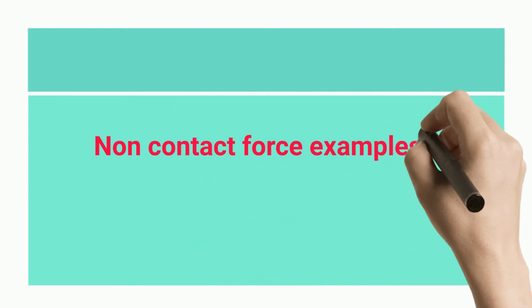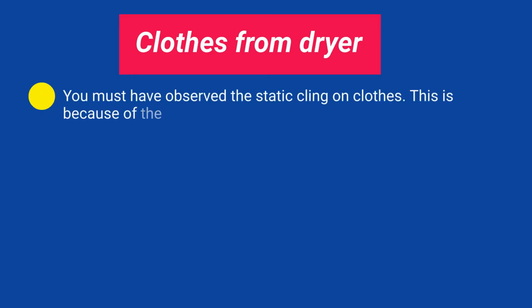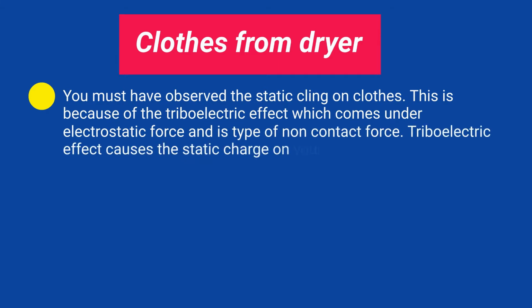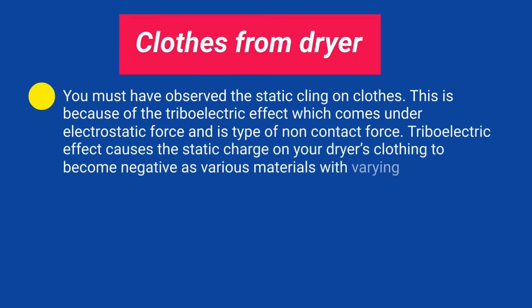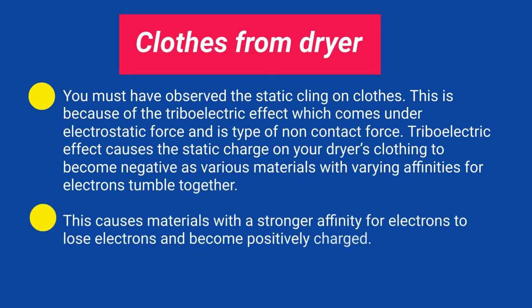Non-contact force examples. Clothes from dryer. You must have observed the static cling on clothes. This is because of the triboelectric effect, which comes under electrostatic force, and is a type of non-contact force. The triboelectric effect causes the static charge on your dryer's clothing to become negative as various materials with varying affinities for electrons tumble together. This causes materials with a stronger affinity for electrons to lose electrons and become positively charged.